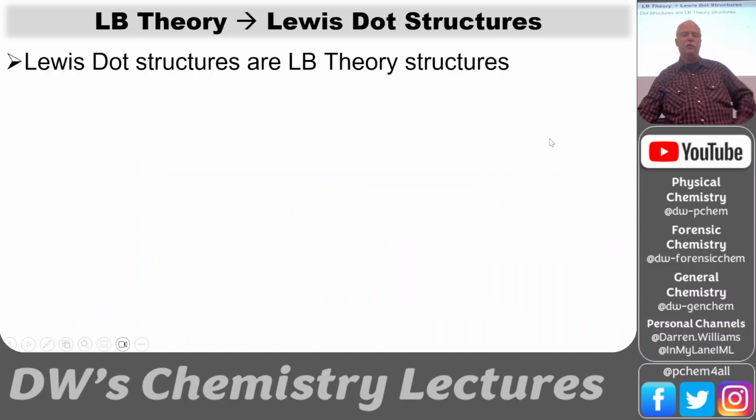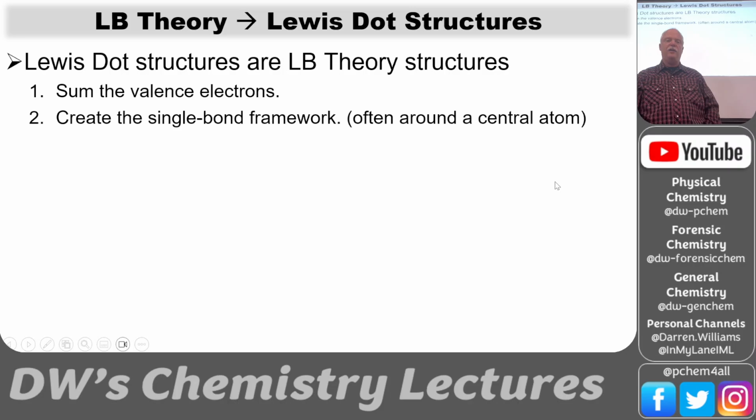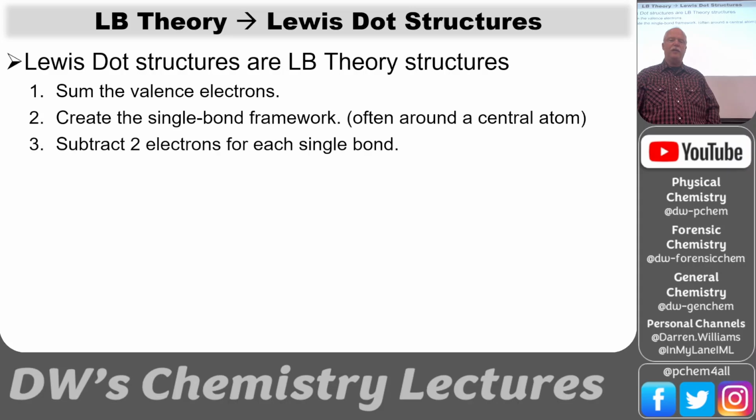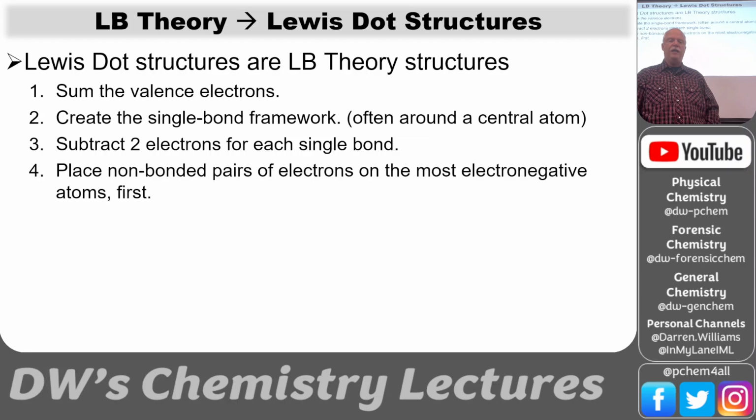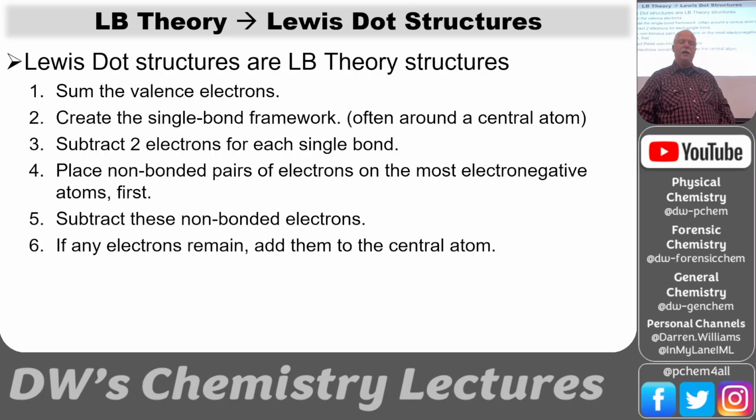We can practice this real quick. We'll do that in a second. So this is the procedure. You sum the valence electrons, create the single bonded network, often around a central atom, subtract 2 electrons for each single bond, and then place the non-bonded pairs on the most electronegative atoms first. The electronegativity increases as you get closer to fluorine. We ignore the noble gases. So fluorine is the most electronegative element. Subtract those non-bonded electrons, and then if there are any remaining, you stick them in the central atom.